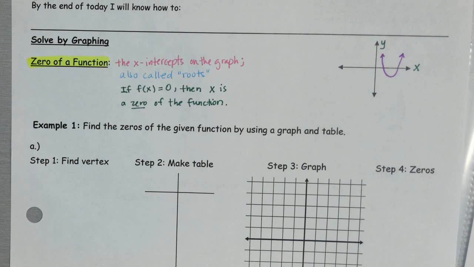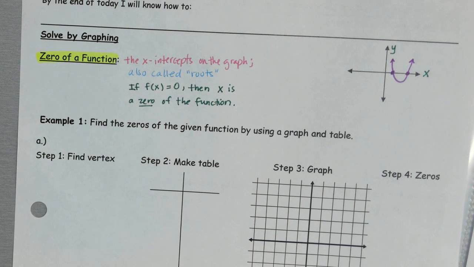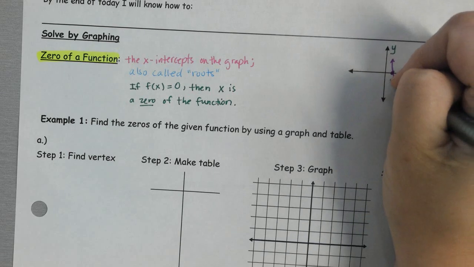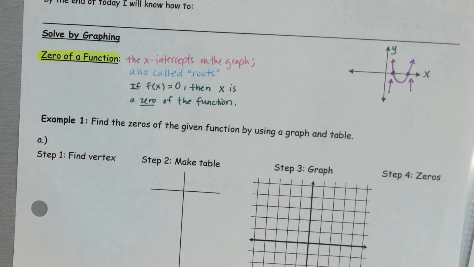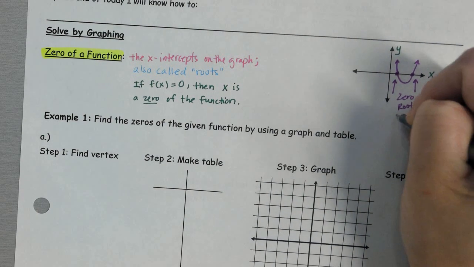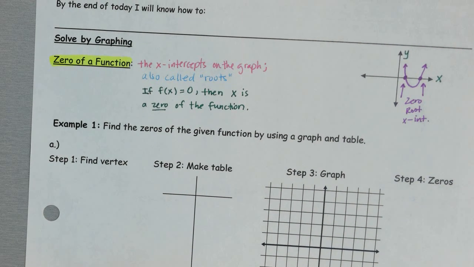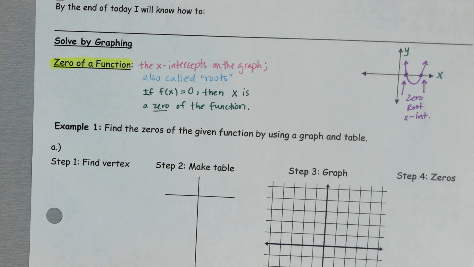Every quadratic equation has two solutions. Sometimes there's a double solution. So both of these would be a 0, a root, and x-intercept. Quadratic equations are x squared. That's why there's always two solutions. Sometimes there's one solution that happens twice, and that's something we'll explore a little bit later on.